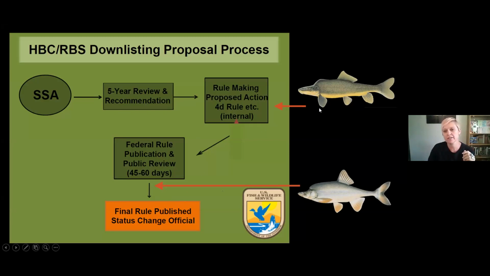So the razorback sucker at this point are in this internal 4D rule making within the Fish and Wildlife Service. So the next stage would be a federal rule publication and an opportunity for folks to provide input into that proposal. Humpback chub here have just completed their public review period, which ended in March. And they're in the process of looking through the comments and will eventually publish a final rule.